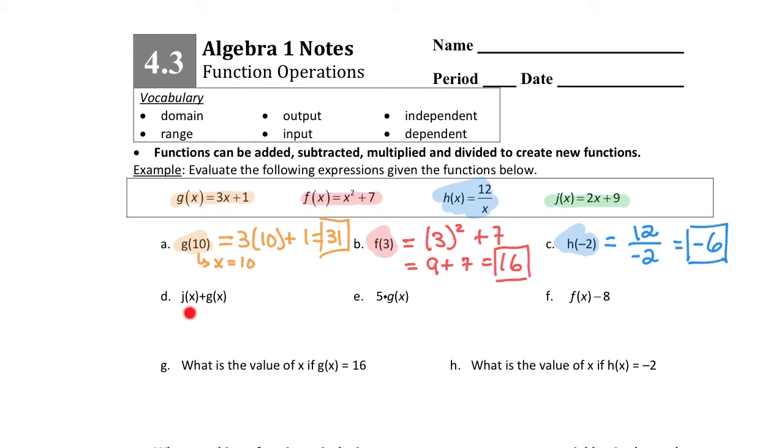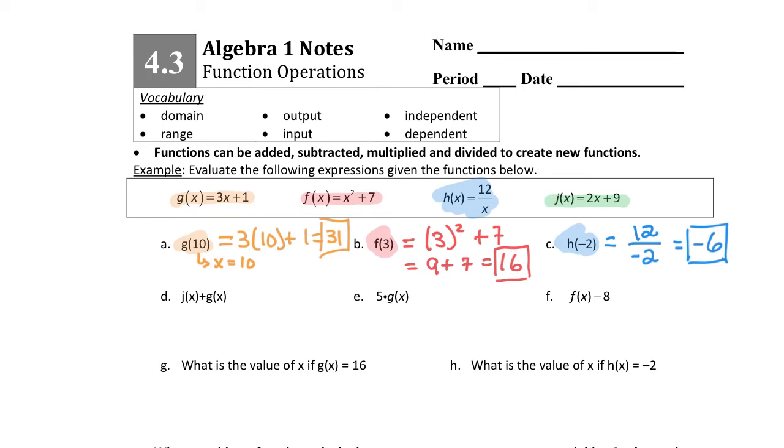For the next 3 examples, you're going to see that I've got operations, and that was the title of this lesson. I've got operations between the functions, or between a number and a function. So we're really going to just substitute any given value and then do the operation. Let's take a look at what that looks like.